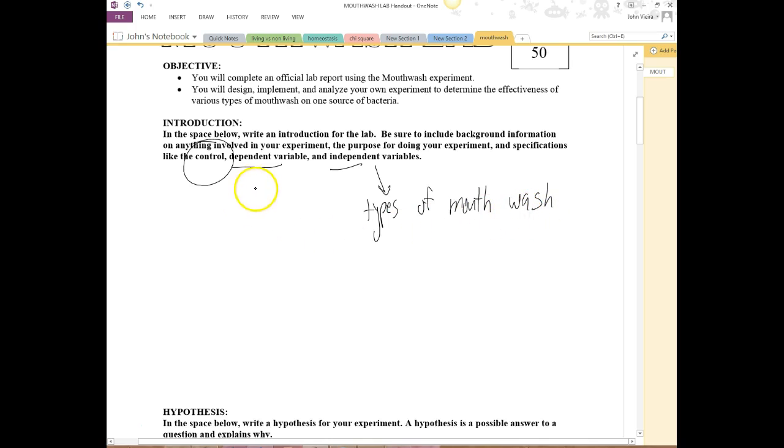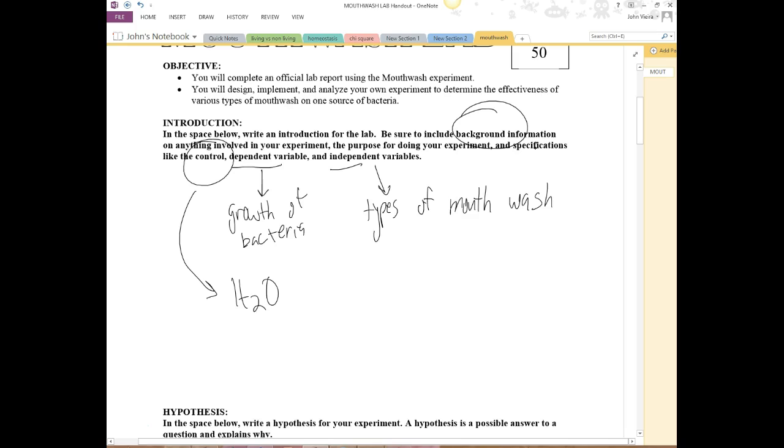Okay, so what is the dependent variable? What are we going to be measuring and observing? Bacteria growth, right? Either lack of growth or the growth. I'm trying to somehow measure the growth of bacteria. And what was my control group? Right, your water.